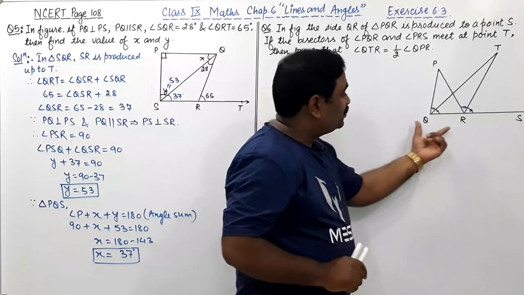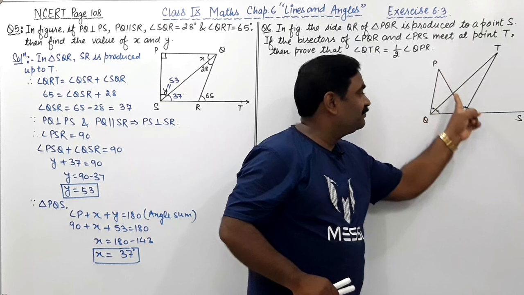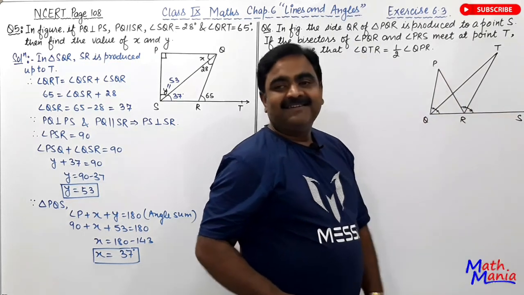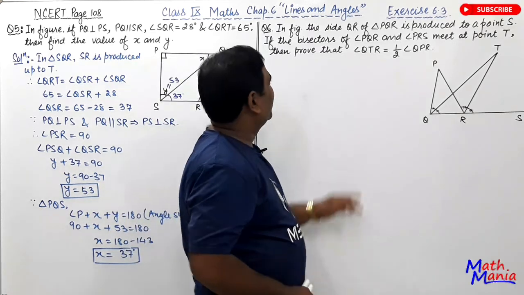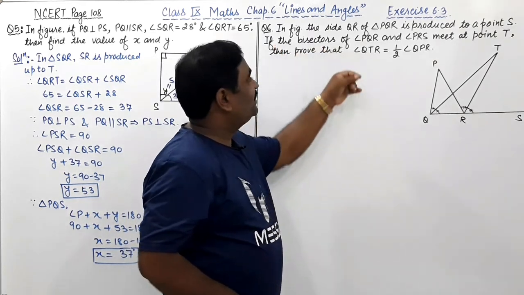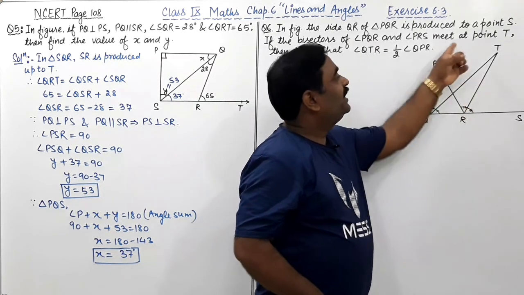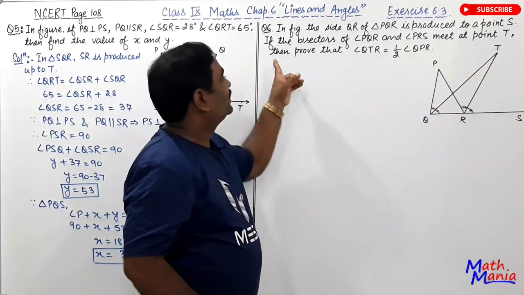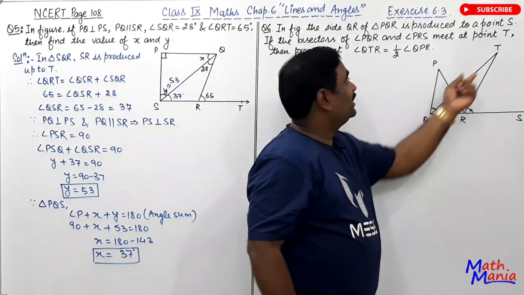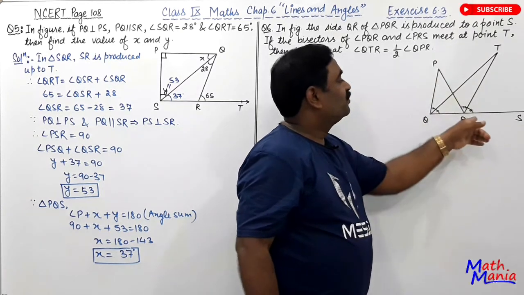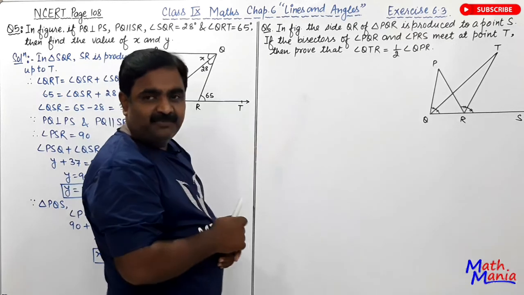Now as QR is produced up to the point S, we are getting an exterior angle PRS. So by exterior angle property this PRS can be written as... Then if the bisectors of angle PQR and PRS meet at point T, then prove that angle QTR is half of angle QPR. ये हमें prove करना है. Okay, so start करते हैं prove करना.